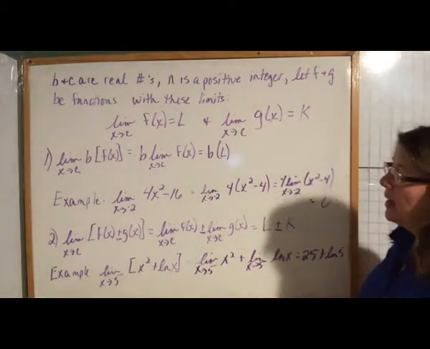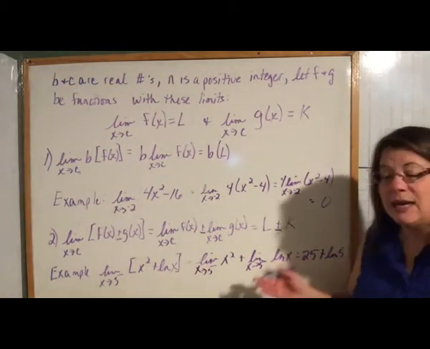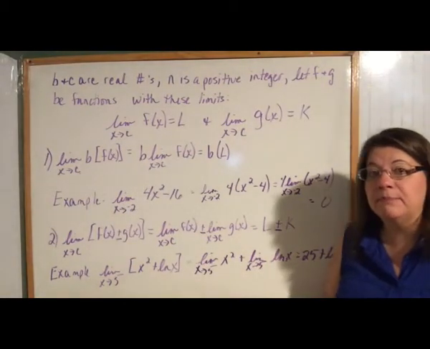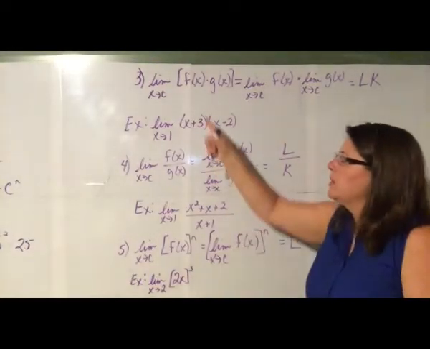So a lot of the properties can be redundant. They can be very simple. A lot of times you don't need to use them, but it's good to know you have them available if you need them. So we have 3 more to do. Let's get to those. Okay, property number 3.